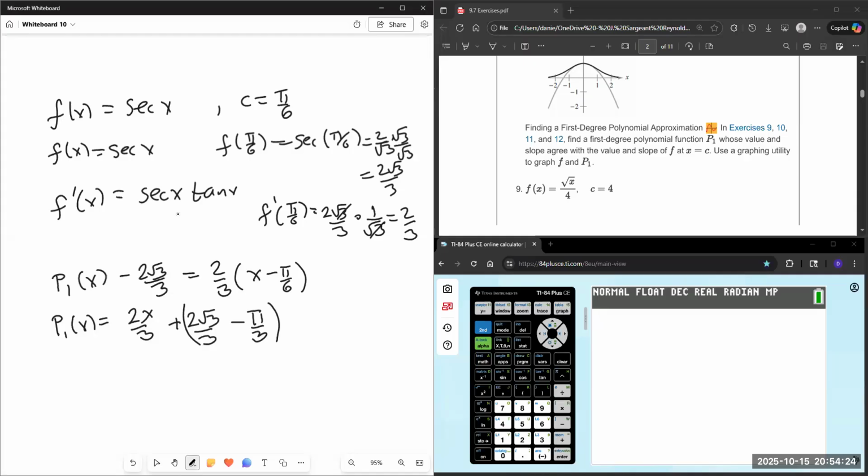I could instead write this as mx plus b, with being centered at x minus pi over 6. This could be 2/3 of x minus pi over 6 plus 2 root 3 over 3.